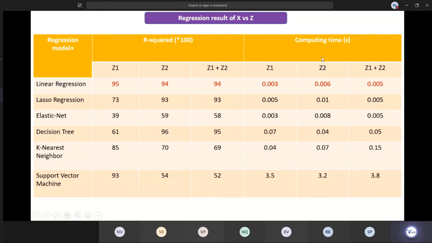For support vector machine, it has really high accuracy for Z1 but lower for Z2 and Z1 plus Z2, and also a really slow computing time: 3.5 for Z1, 3.2 for Z2, and 3.8 for Z1 plus Z2.